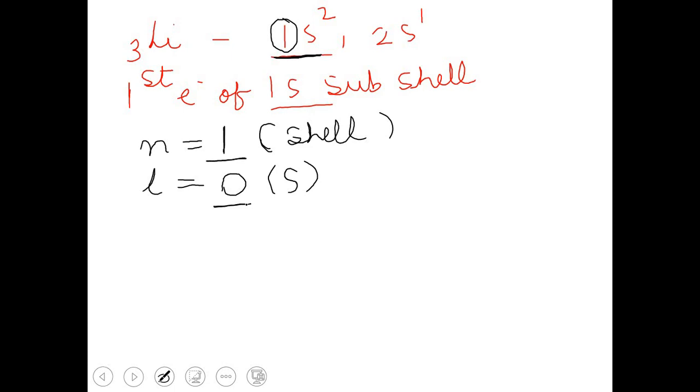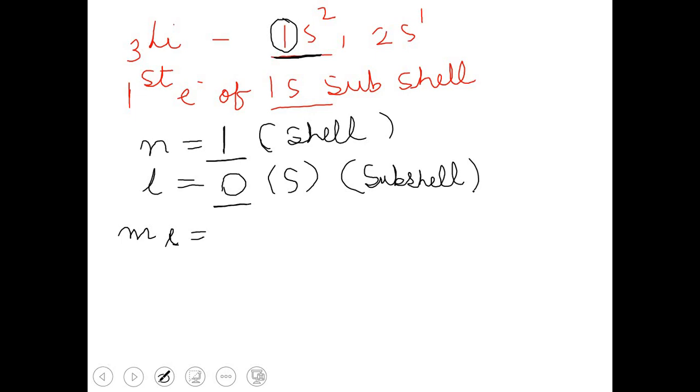So now I'm coming to the third quantum number. The third quantum number is ml, which is the magnetic quantum number. The magnetic quantum number represents the number of orbitals which are present in the subshell. So children, here let me write subshell, because n represents shell, L represents subshell, and ml represents the number of orbitals present in a subshell.